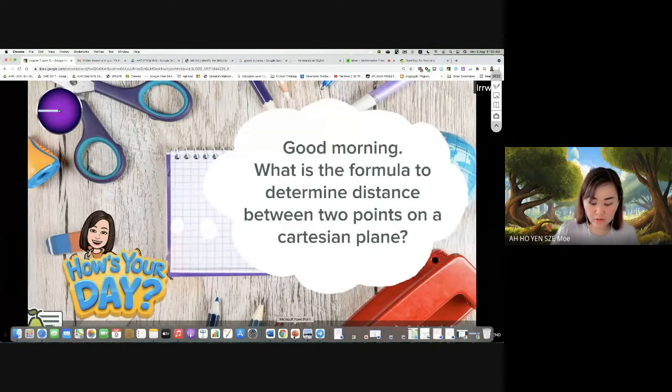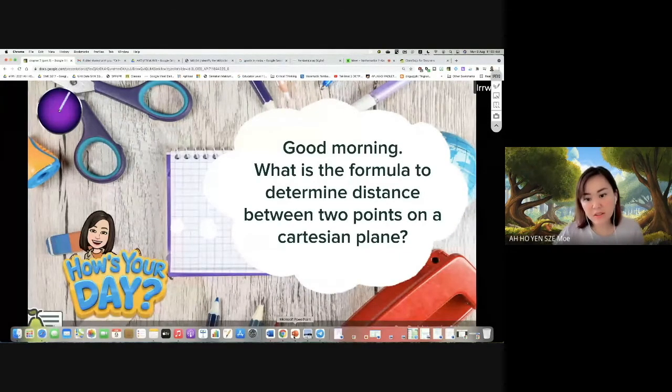Okay, so this is what we learned last week: the formula to determine the distance between 2 points on a Cartesian plane. Write down the formula just as a flashback. Those who cannot remember, please take out your textbook and look for the formula in the textbook.